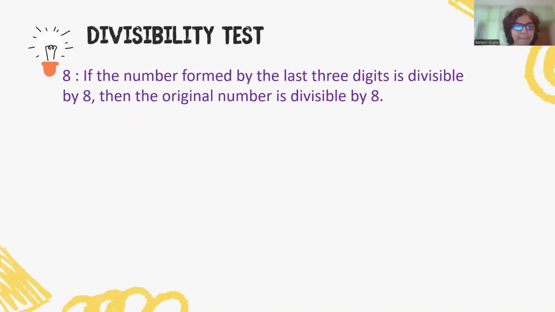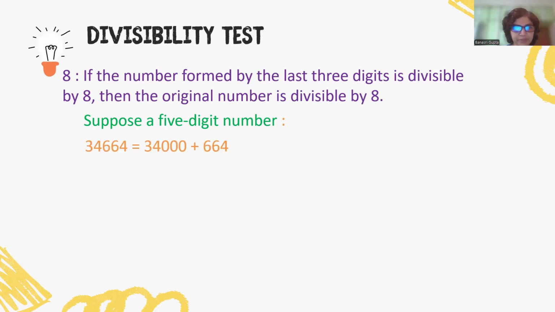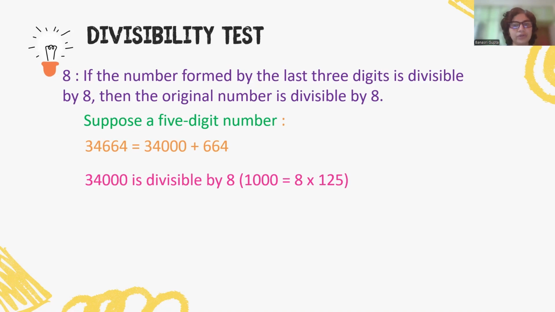Similarly, for 8 we have to check the last 3 digits. You might be guessing why it happens. You take any 5-digit number, then separate it out like before, but now instead of 2 zeros, we take 3 zeros. So 34,000 plus 664. Now 34,000 is divisible by 8 because 34,000 is 34 into 1000, and 1000 is 8 into 125. This is also another important fact. You can remember that 1000 is 8 into 125.